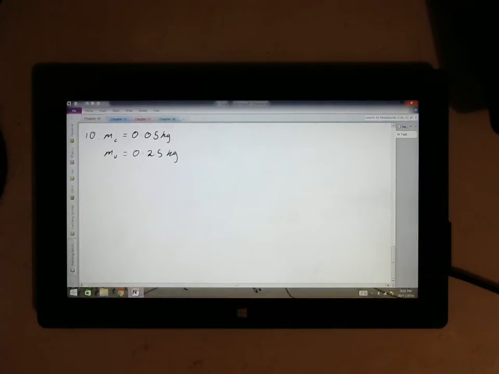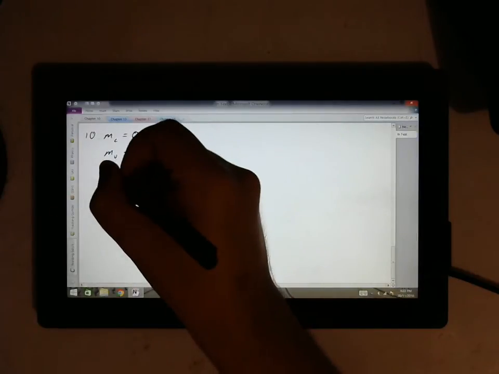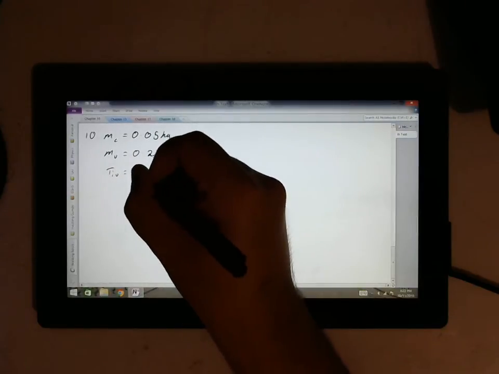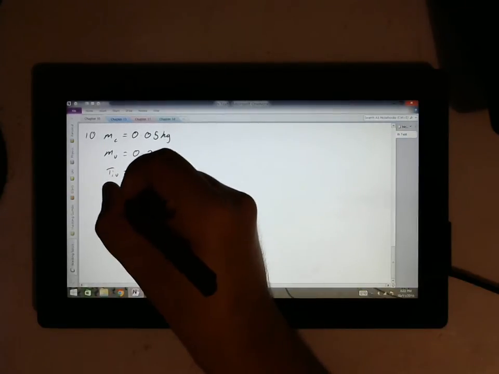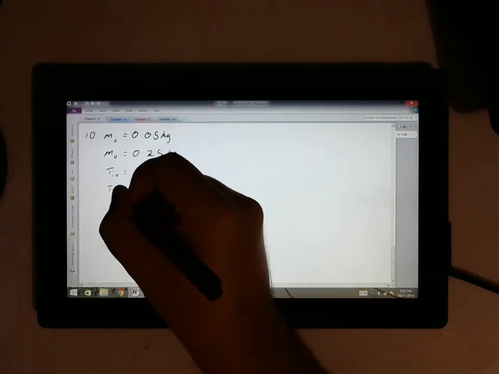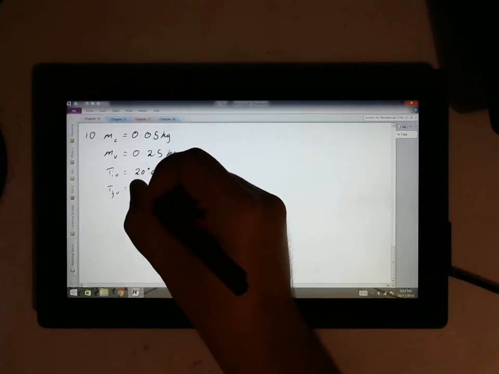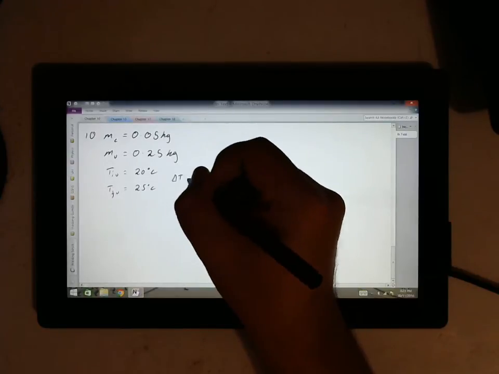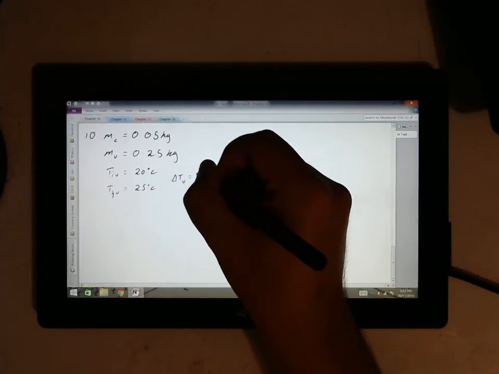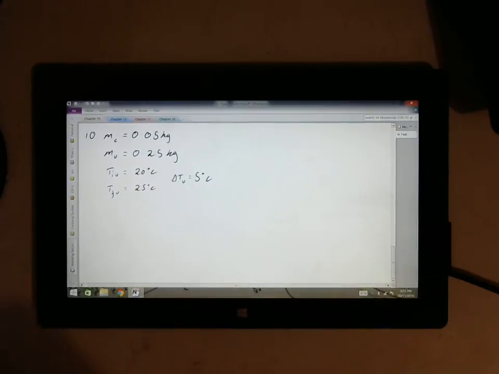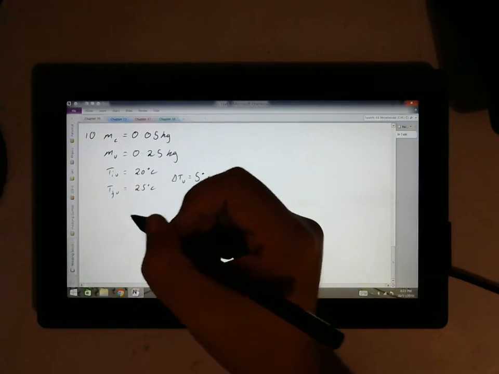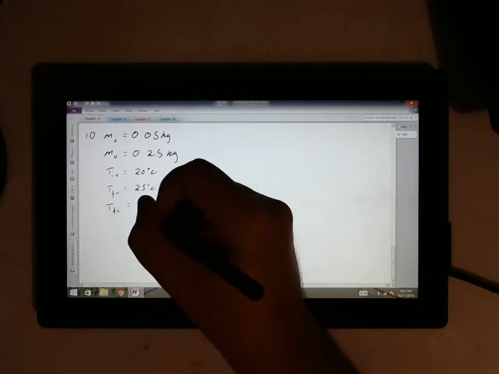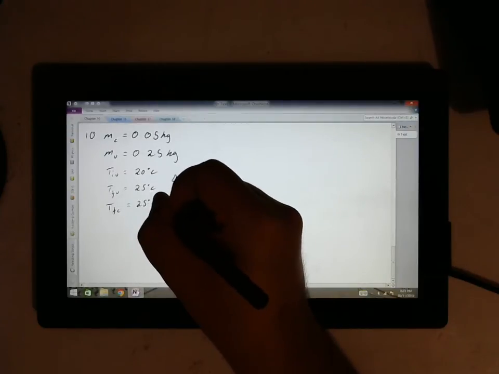So we can write out the two variables themselves. The initial temperature of this unknown liquid is 20 degrees Celsius, and the final temperature of this unknown liquid is 25 degrees Celsius. So we can see that the delta T for our liquid must be equal to 5 degrees Celsius. It's gone up. And we're told that the final temperature of the copper is 25 degrees Celsius as well.